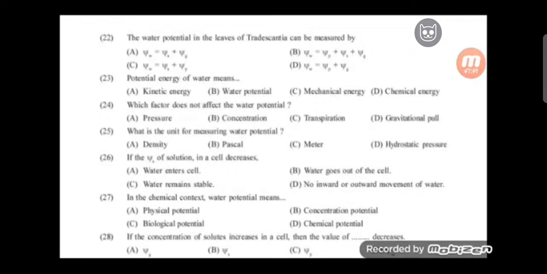Now, let us come to our next question, that is 26. If the water potential of the solution in a cell decreases, then does water enter the cell, or does water go out of the cell, or does water remain stable, with no inward or outward movement of water? Which one is the correct answer for question number 26? You have to tell.